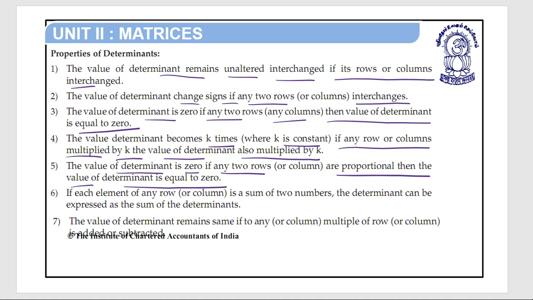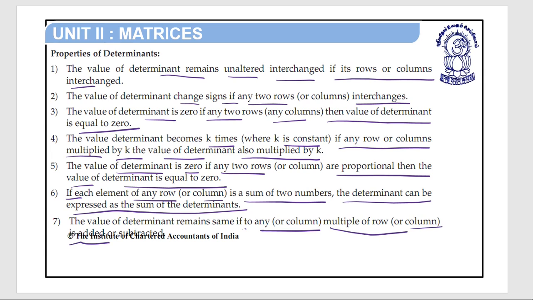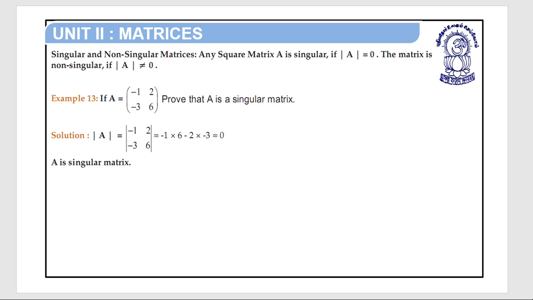If each element of any row or column is a sum of two numbers, the determinant can be expressed as the sum of two determinants. The value of a determinant remains the same if a multiple of a row or column is added to or subtracted from another row or column. Next is singular and non-singular matrices. Any square matrix A is singular if mod A, the determinant of A, is equal to 0. The matrix is non-singular if mod A, the determinant of A, is not equal to 0.